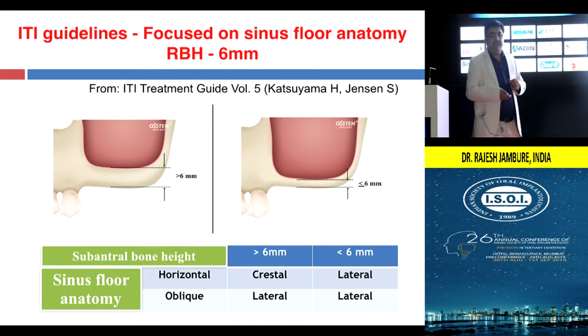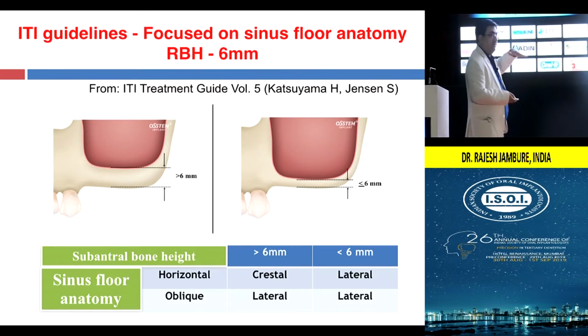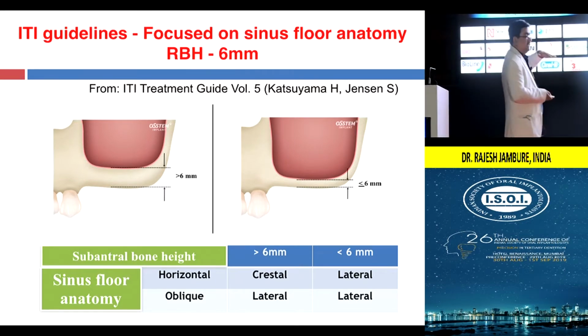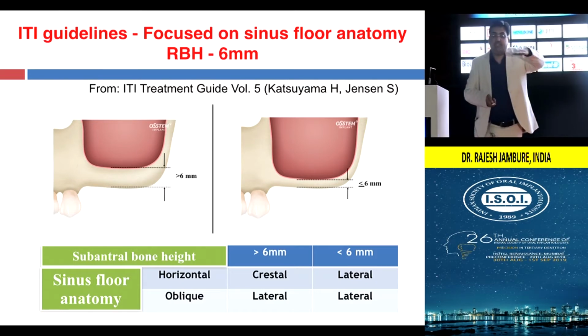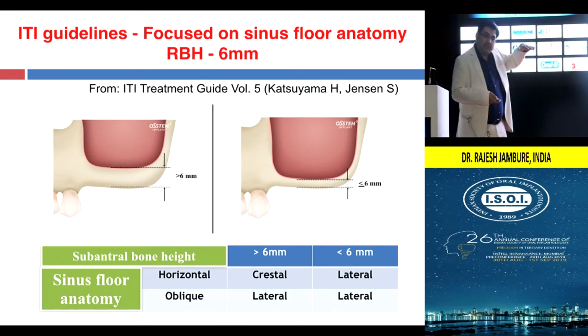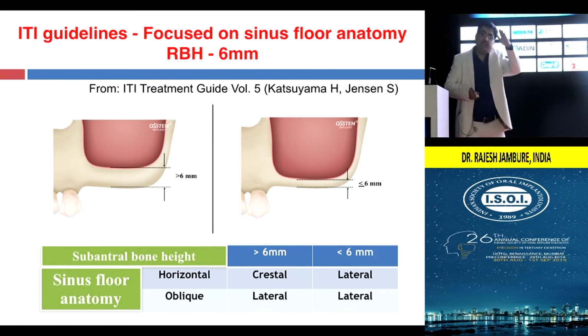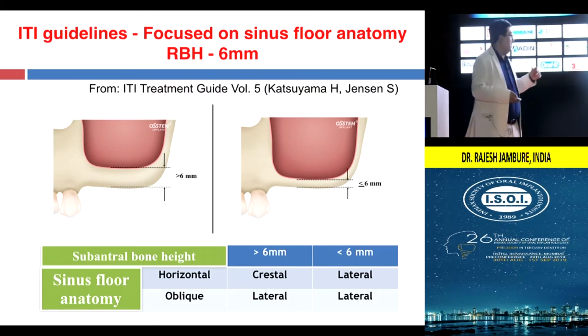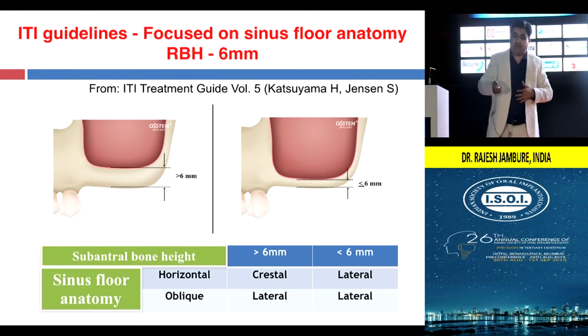Even as per the ITI guidelines, they have mentioned that 6 mm is a good RBH, where you can place implant above 6 mm, you go for crestal, and below 6 mm, lateral. But then they have mentioned one more criterion: see the sinus floor. If the sinus floor is horizontal, if it is plane, then it's better to go for crestal approach above 6 mm. If it is oblique, then they say it's better you go ahead with the lateral approach in both the techniques, even if it is more than 6 mm.